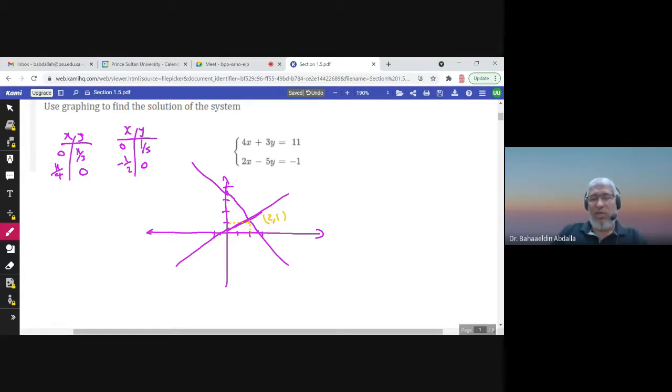So x is 2, y is 1. And let us replace in the first equation x by 2, y by 1. So it satisfies the first equation. In the second equation, 2 times 2 is 4, minus 5 times 1 is negative 5. Actually, it satisfies both equations. So the solution set is (2, 1).